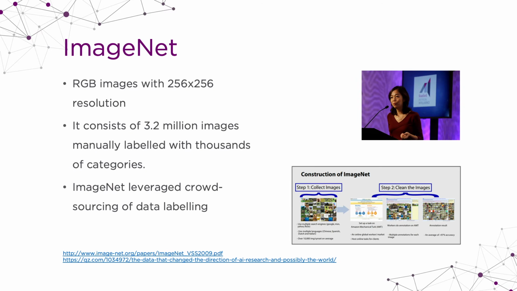So ImageNet is RGB images, but this time it's 256 by 256 resolution. There are 3.2 million images that are manually labeled, and there are thousands of categories. ImageNet has a very interesting history. This is Fei-Fei Li. She's responsible for ImageNet.